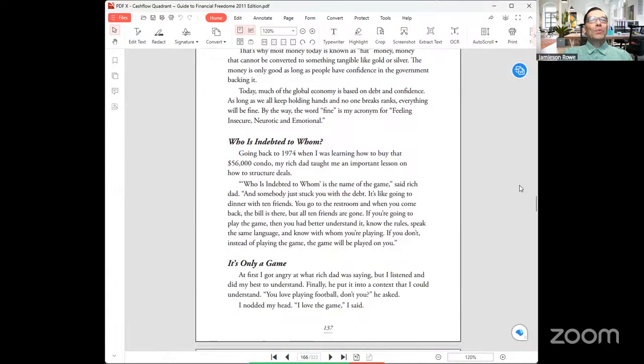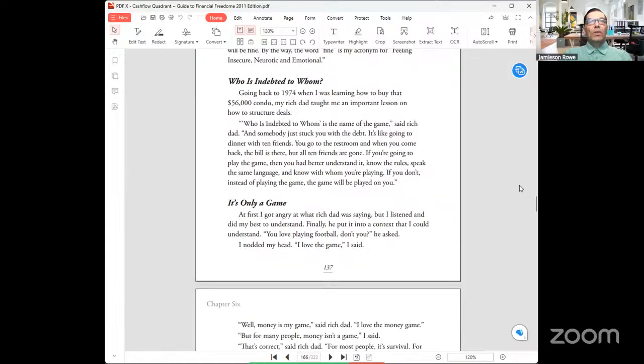Who is indebted to whom? Going back to 1974, when I was learning how to buy that $56,000 condo, my rich dad taught me an important lesson on how to structure deals. "Who is indebted to whom is the name of the game," Rich Dad said. "And somebody just stuck you with the debt. It's like going to dinner with 10 friends. You go to the restroom, and when you come back, the bill's there, but your friends are gone. It's like holding the bag."